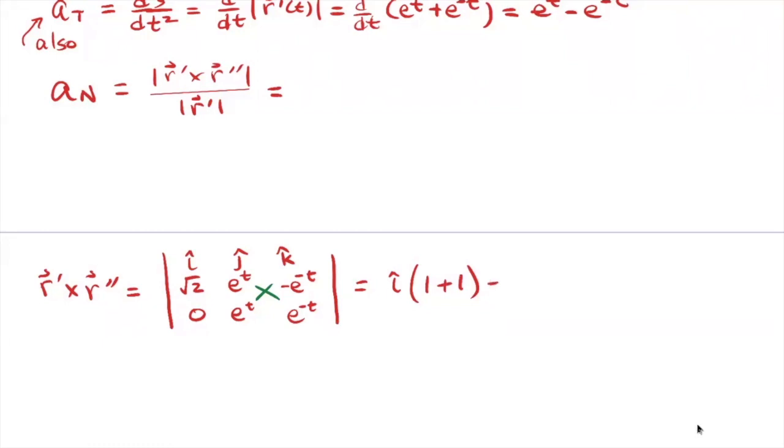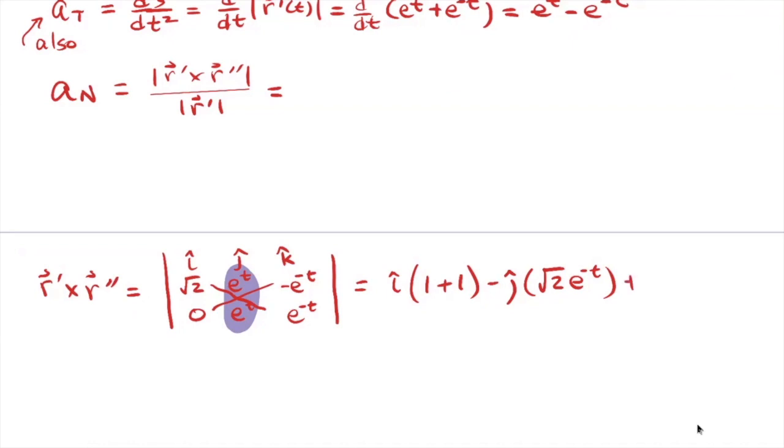Continuing, minus j. And now for the j component, I'm going to shade out the middle part because we're going this way. So I'm going to have root 2 e to the negative t minus 0, so just root 2 e to the negative t. I'm looking to see if anybody's making comments. I don't see any.